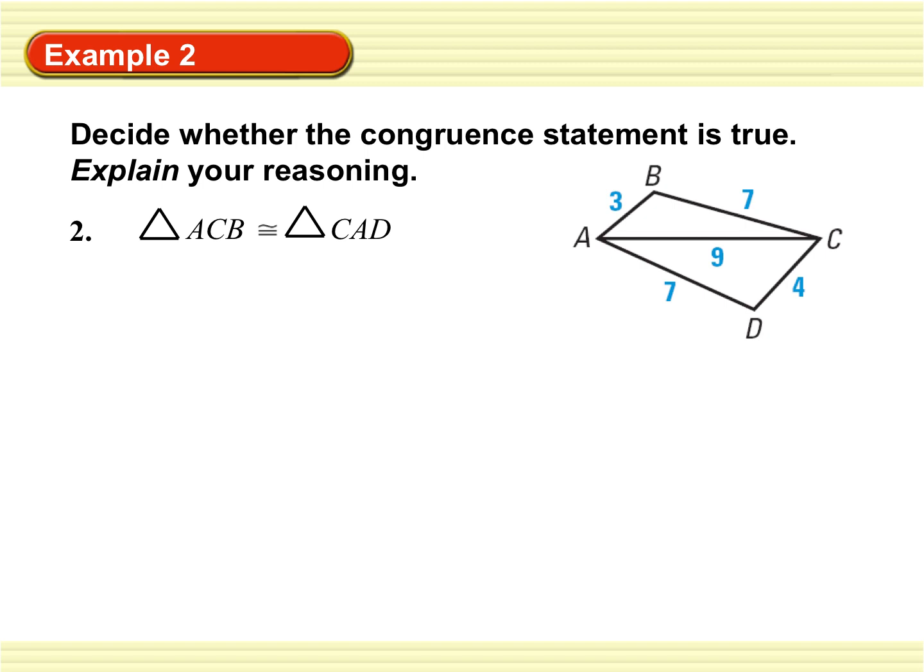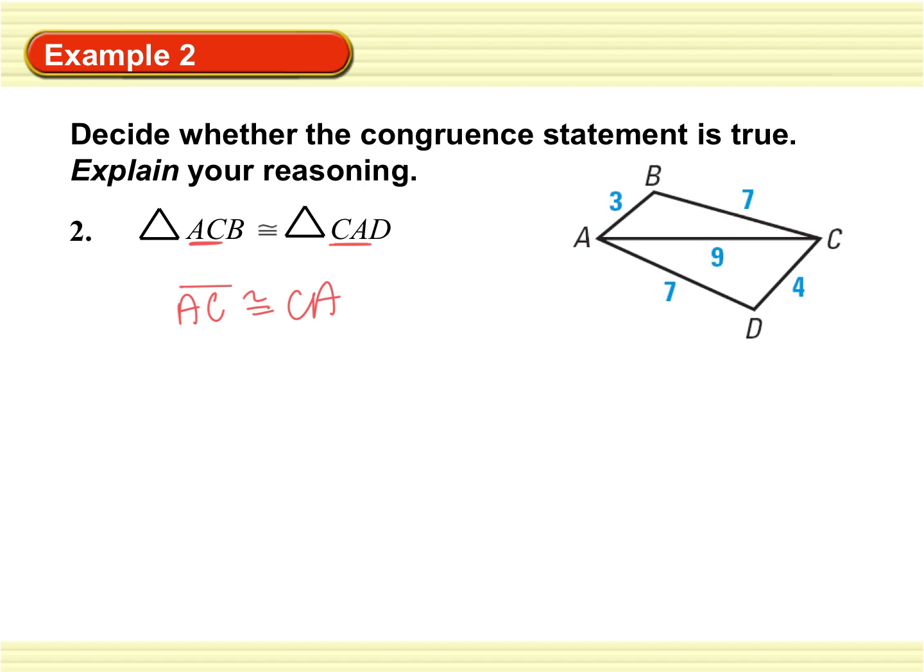So looking at the next one, same thing, determine whether the congruency statement is true and explain my reasoning. So I am explaining the reasoning by stating what sides are congruent and highlighting and showing you. Okay, so they're giving me my congruency statement. Now I just have to match AC and CA. They're saying AC is congruent to CA.